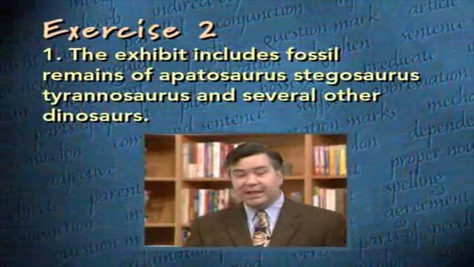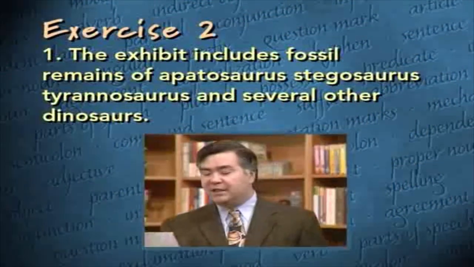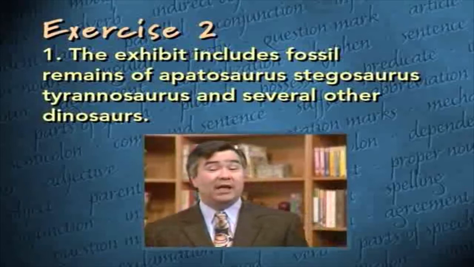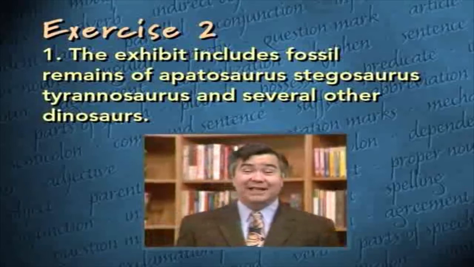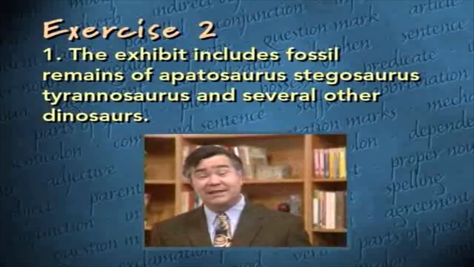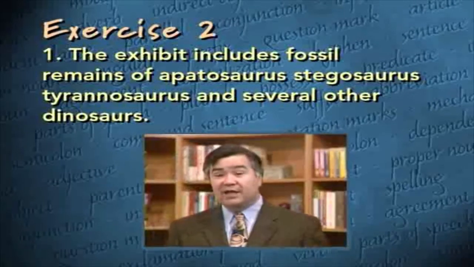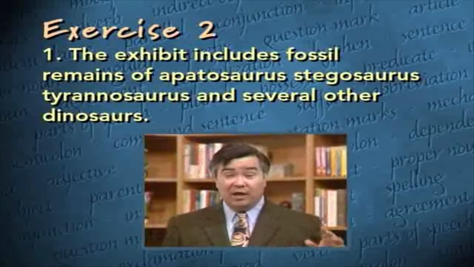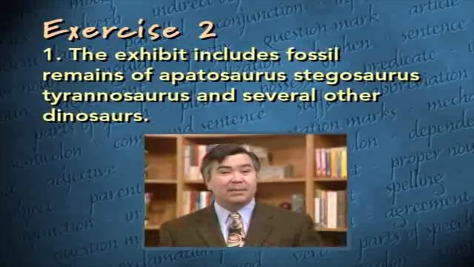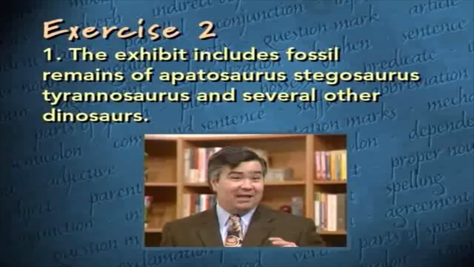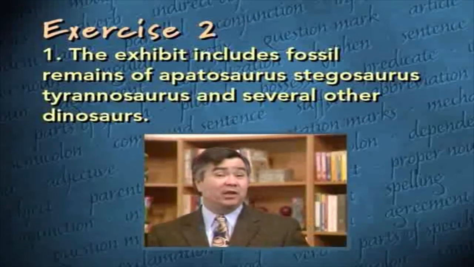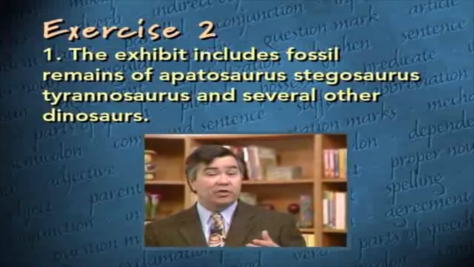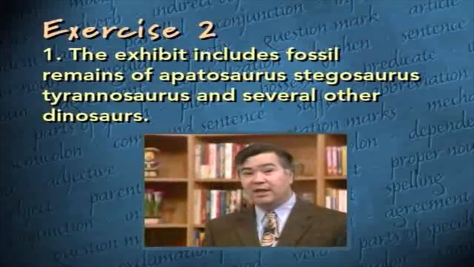First, the exhibit includes fossil remains of Apatosaurus, Stegosaurus, Tyrannosaurus, and several other dinosaurs. Here we have a sentence that contains a list. It lists several dinosaurs whose fossils appear in the exhibit. Remember that when you are giving items in a list, you need to separate them using commas. And I think you can see that the sentence will be clearer and easier to understand when those commas are inserted. So the sentence should correctly be punctuated this way.